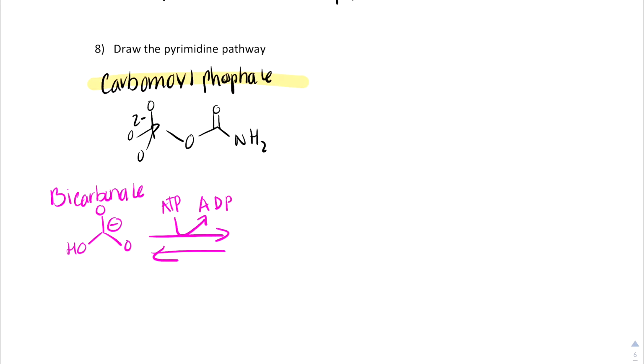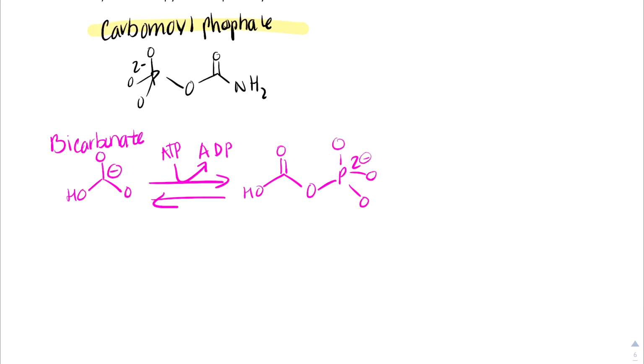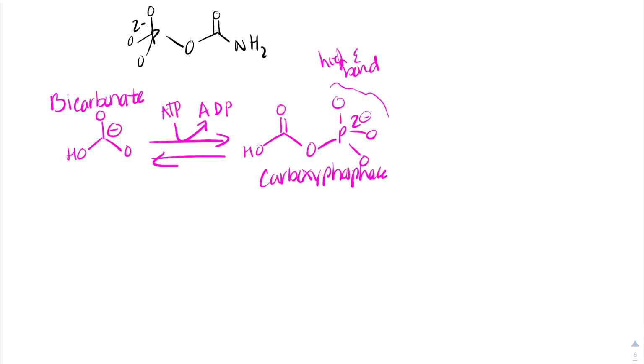And you still have the structure which is similar to the bicarbonate here, but now you have the input of this phosphate from the ATP group. And this is called carboxyphosphate. And this is a very high energy bond. Okay. So because this is a high energy bond, that causes the next step to be irreversible.